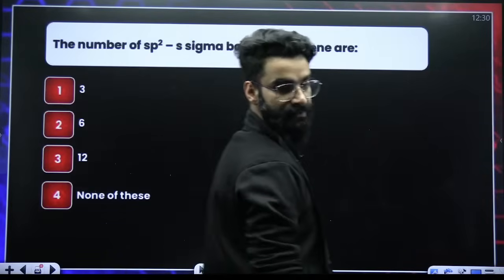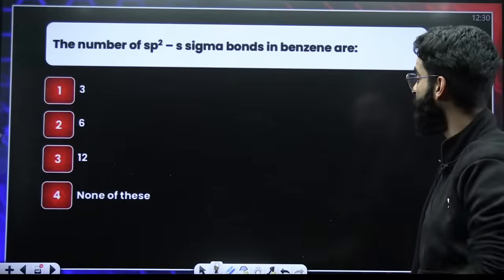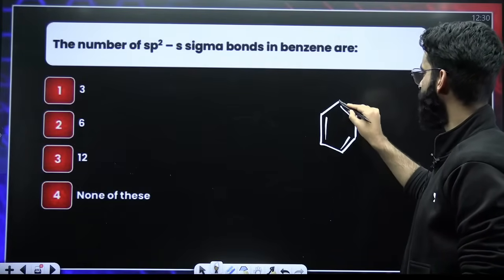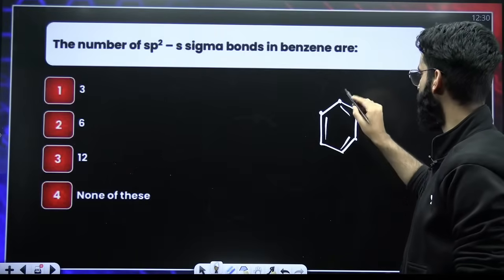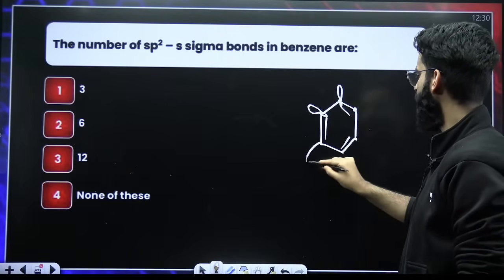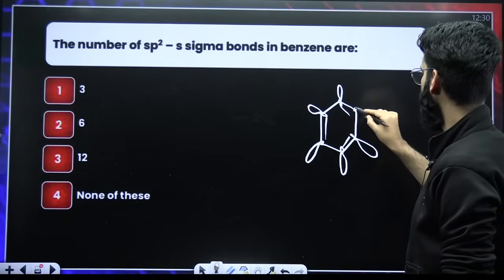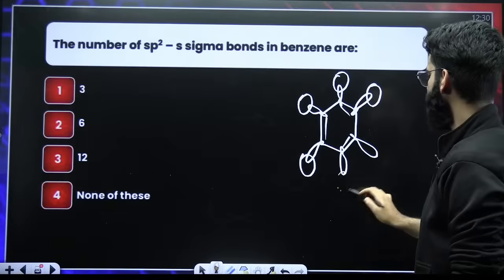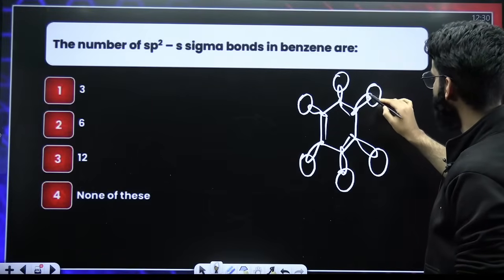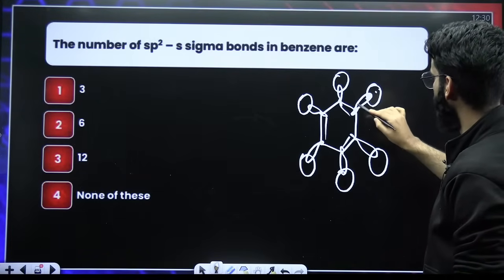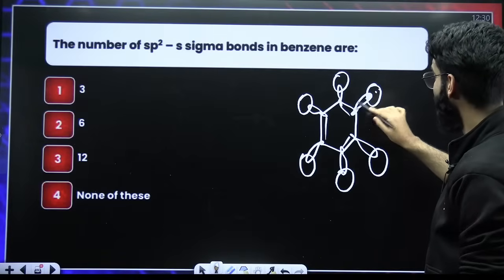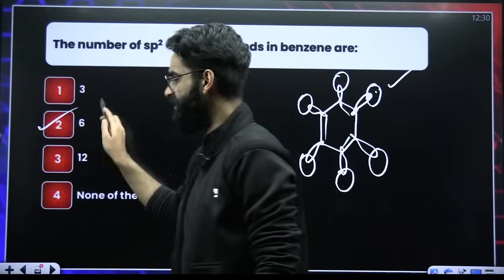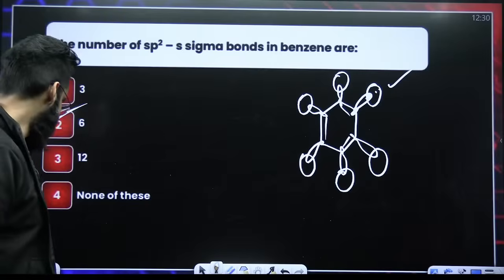The sp2s sigma bond in benzene. In benzene, all the carbon atoms are sp2. So sp2 hybridized, sp2, sp2, sp2, sp2, sp2. So there is a hybrid orbital here, hybrid orbital, hybrid orbital, as well as hybrid orbital, right? Now, one hydrogen will come from this side, one from this side, one from this side. So this overlap is sp2s: sp2 hybrid orbital of carbon and pure s orbital of hydrogen. So this is sp2s. So how many? 1, 2, 3, 4, 5, 6. So 6 sp2s.